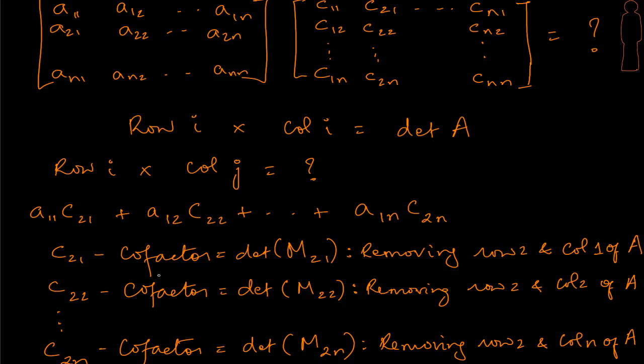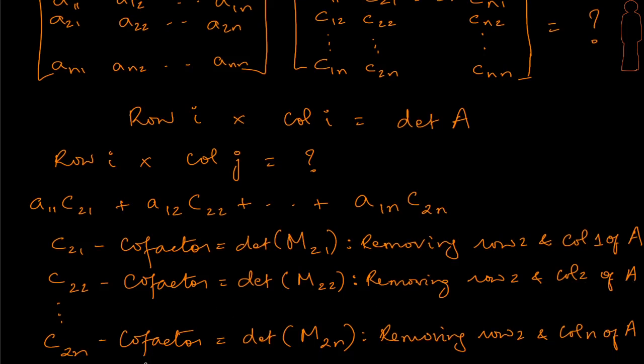Okay, what do we know? We know that C21 is a cofactor and it is equal to the determinant of M21. M21 is the submatrix that we obtain after removing the second row and first column from A. Similarly, C22 is again a cofactor, the determinant of M22, and we obtain M22 after removing row 2 and column 2 of A. Similarly we go on till C2n. We know this is a cofactor, the determinant of the M2n submatrix, where we are removing row 2 and column n of A. Okay, so look at this very important piece here. Every time, in order to find the cofactors, we really don't need the second row of the matrix A. Therefore, that gives us an idea.